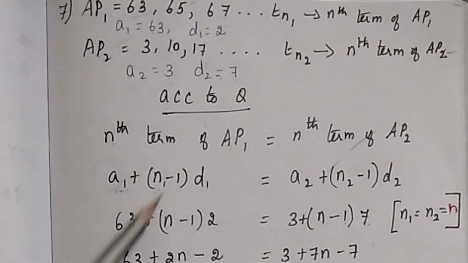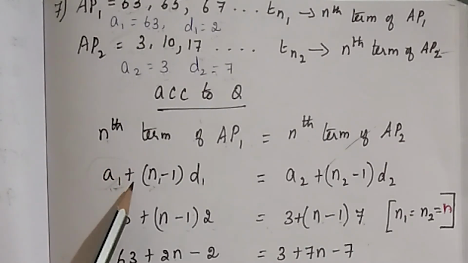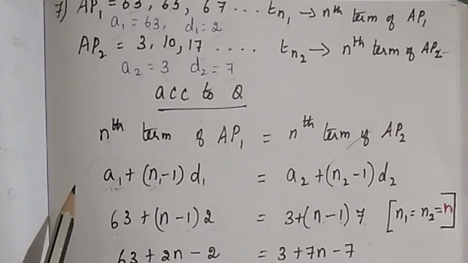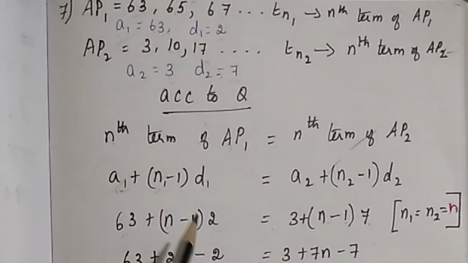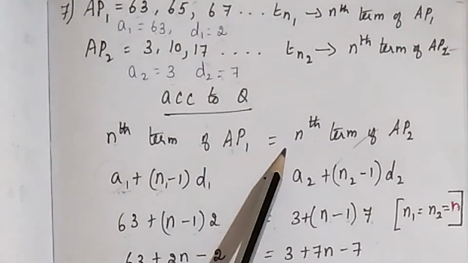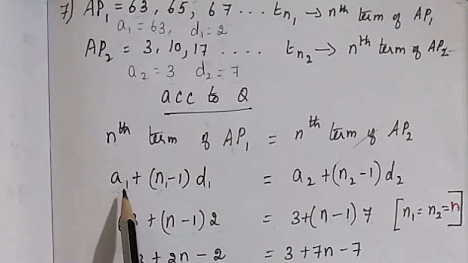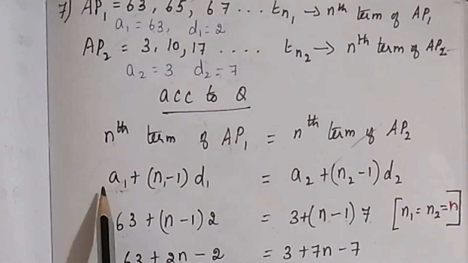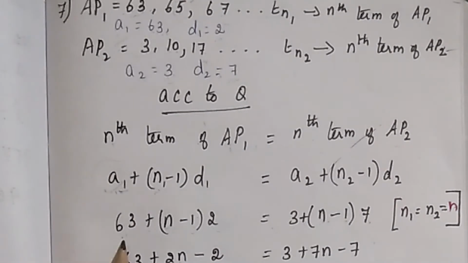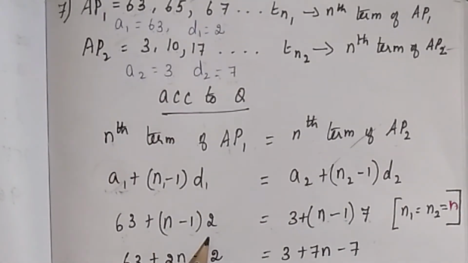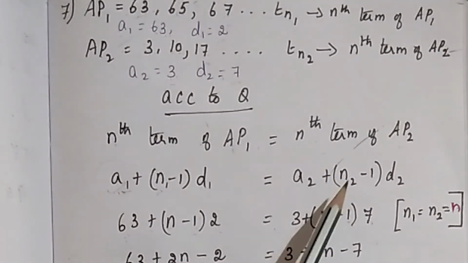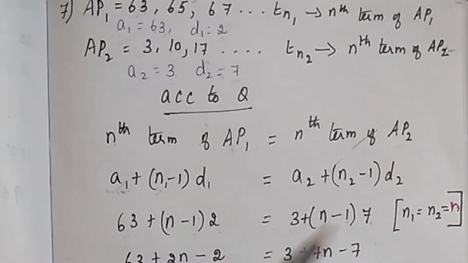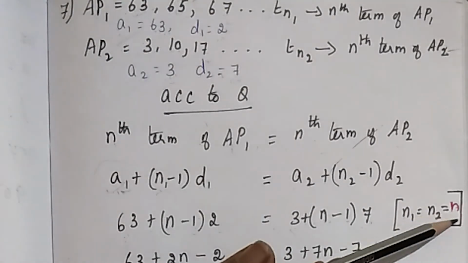You know the formula. Nth term Tn is equal to a plus n minus 1 into d. Now, the nth term of the first AP is equal to the nth term of the second AP. So, the a values will differ and the common difference value also differs. Okay. So, in the place of a, the first term is 63 and then the common difference is 2. N will be n only. The same way, in the second AP, the first term is 3 and the common difference is 7. And n remains the same. N1 equal to n2 equal to n, you can take it.